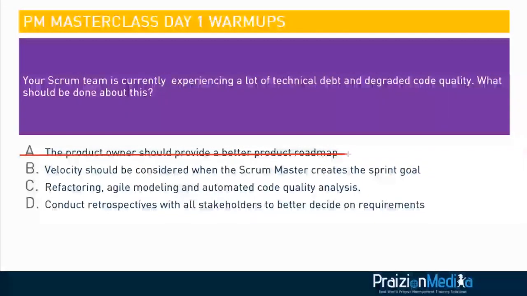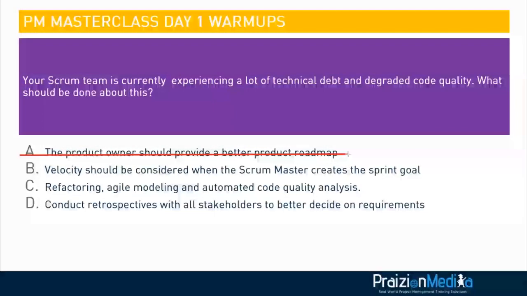All right, 3, 2, and 1. Let's take a look at these options. Using the process of elimination again, we'll take a look at option A. The product owner should provide a better product roadmap. Now, while the product owner could be involved in creating a roadmap, the product owner is not the sole person to do so. And secondly, it reads a lot of technical debt and degraded code quality.